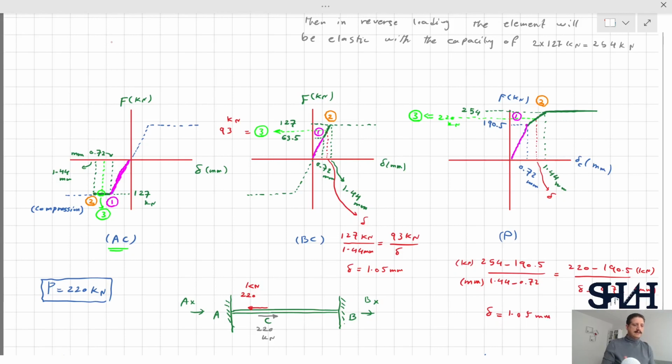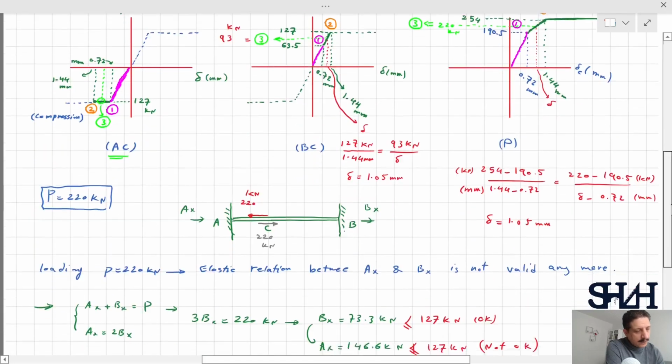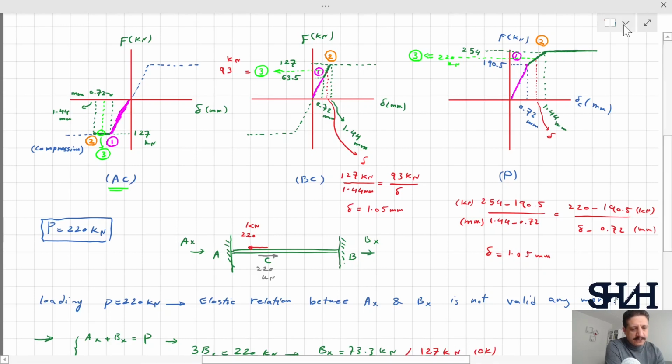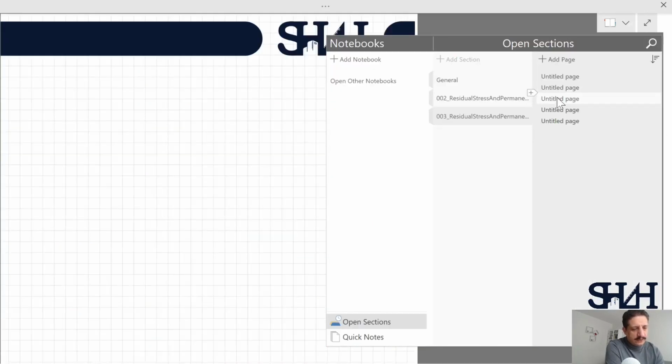So we can see that it doesn't matter which graph we are using, except graph AC. In graph AC, as far as the AC element is now plastic, we cannot calculate where this point C will be from that graph. It means that the elastic equation is not applied. Now, reverse loading or removing the load from the system.